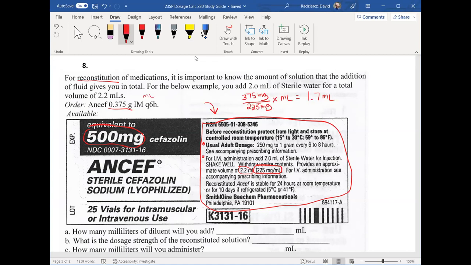So I'm not writing it down. It's just so you know where that's coming from. But this right here, I wouldn't even worry about this. I don't worry about the 2 milliliters being added. All I care about is the 225 milligrams per milliliter. And then that's what I used to solve this, right? So I converted 0.375 grams to milligrams, divide by 225, and I get an answer, and I think it was rounded to 1.7 milliliters.